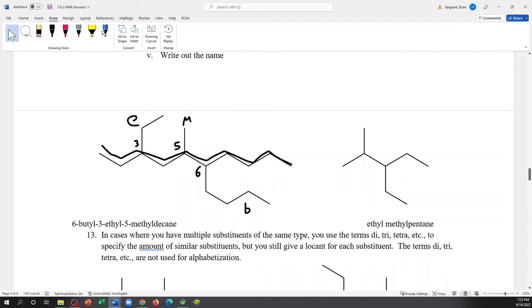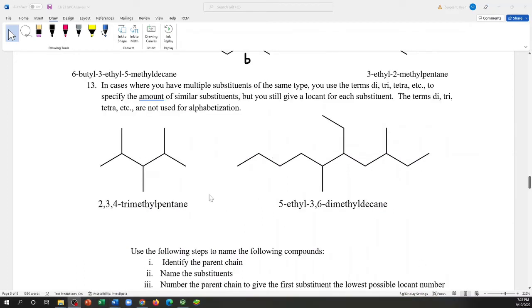If I number it from the left-hand side, then the methyl group gets the number 2 position. If I number it from the right-hand side, then my first substituent isn't until the number 3 position. Always number it so that your locant gets the lowest number possible. So this is going to be a 2, and the ethyl is coming off of the 3 position. So hopefully that's the name that you came up with.